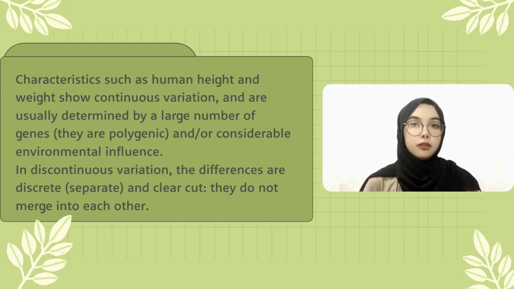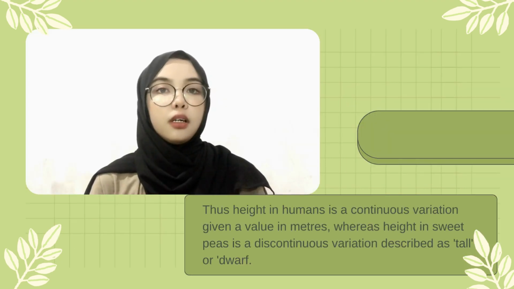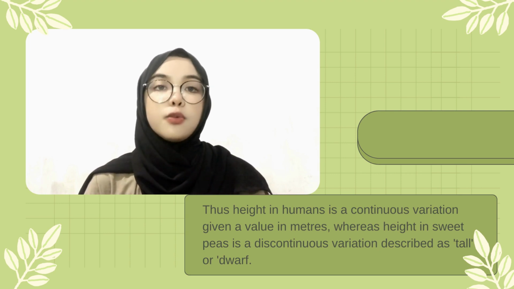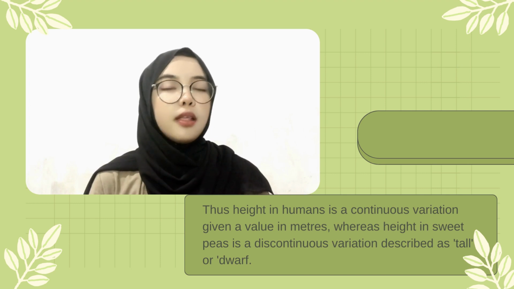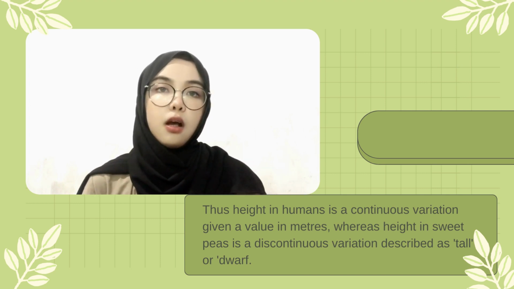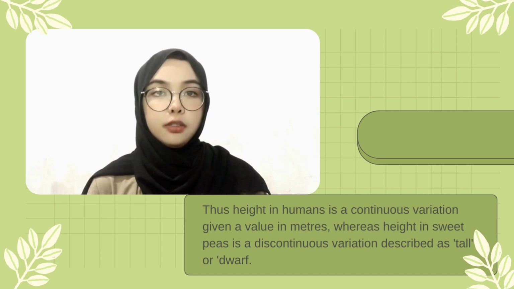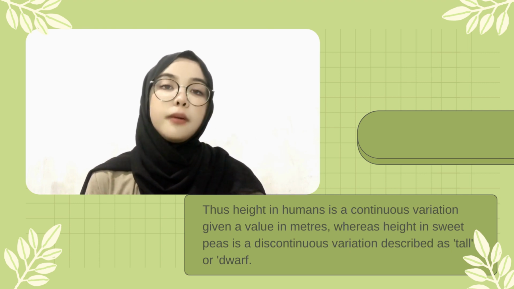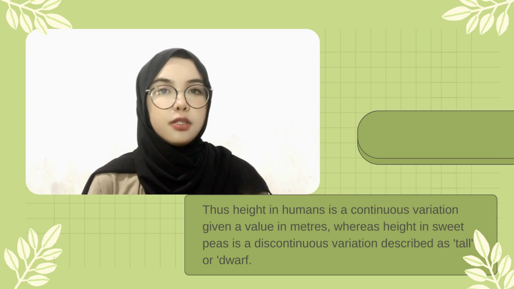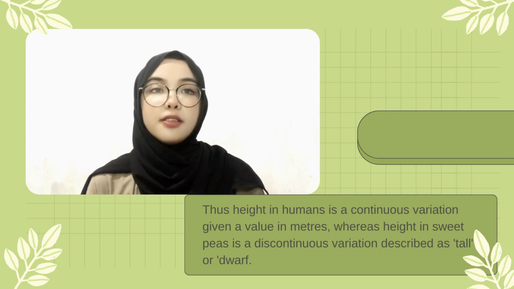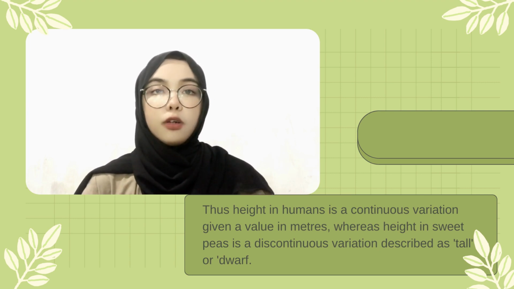Continuous variations are usually quantitative. They can be measured. Discontinuous variations are qualitative. They tend to be defined subjectively and descriptively. Thus, height in humans is a continuous variation, whereas height in sweet peas is a discontinuous variation, described as tall or dwarf.